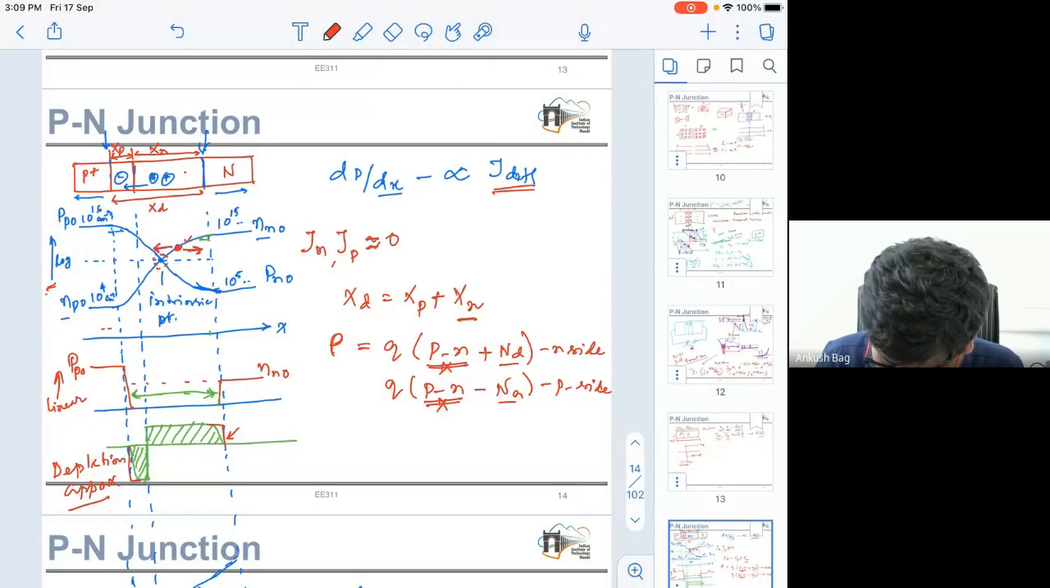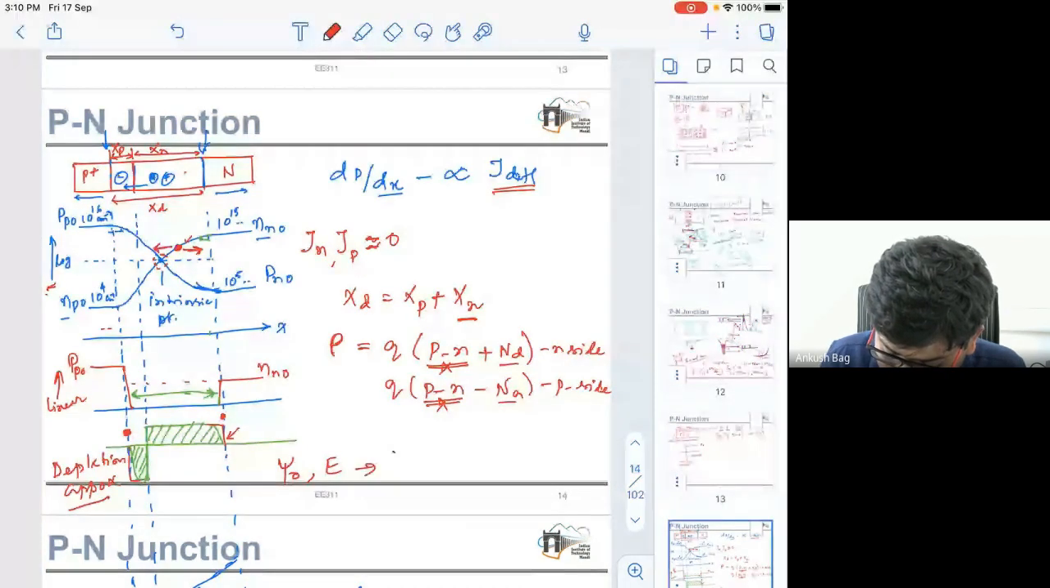That means we can consider that this change in the carrier concentration is abrupt at the depletion edges, here as well as here, when we see the linear scale. This depletion approximation helps us to calculate the built-in potential as well as the electric field variation as a function of x. So the depletion approximation is important to calculate these two parameters.